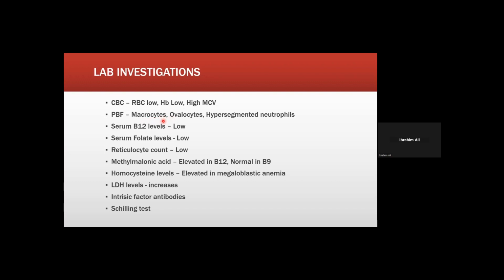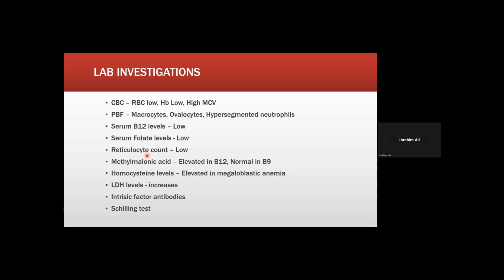Ovalocytes are the same, and then on the PBF we'll see hypersegmented neutrophils, but this one is more specific to megaloblastic than non-megaloblastic. So if you are given a PBF slide and you see hypersegmented neutrophils, most probably this can be either B12 deficiency or folate deficiency. As you remember, neutrophils normally have 3 to 5 lobes. When it has more than 5 lobes, you say hypersegmented neutrophils. Also, serum B12 levels will be low, and serum folate levels will be low.